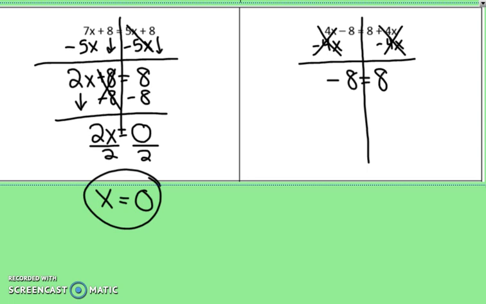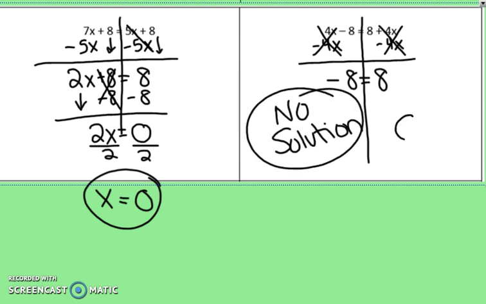And you have to ask yourself the question, does -8 ever equal 8? No, it is never going to. So for a problem like this, there is no solution. Or you can write the symbol of 0 with a line through it. Because -8 will never equal 8 and both sides' variables canceled out, there is no solution to this equation.